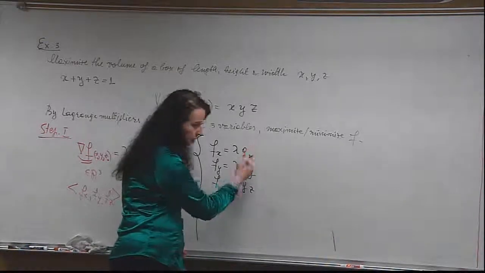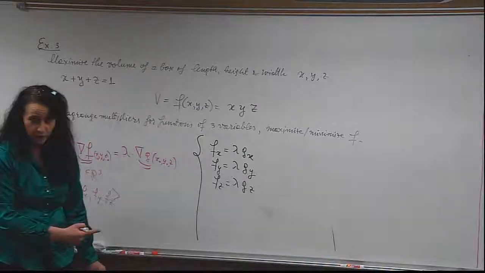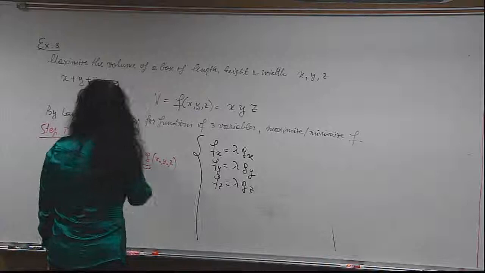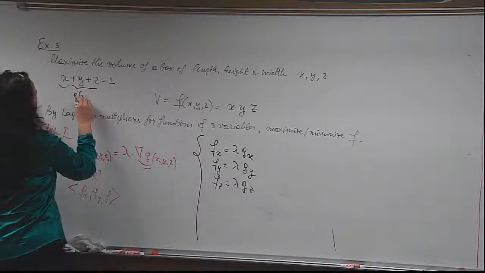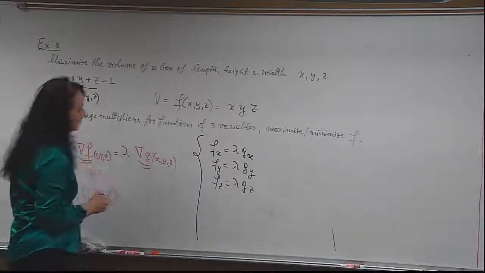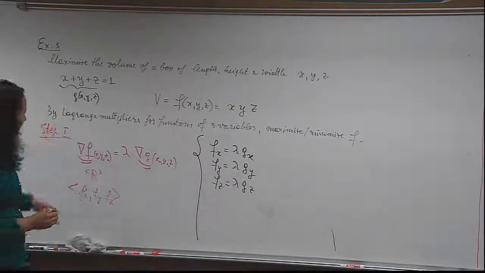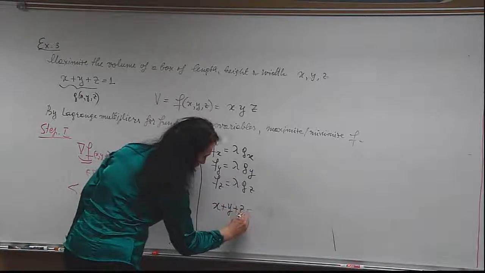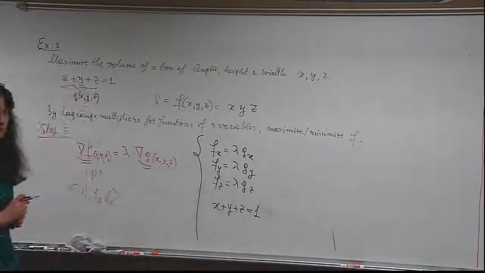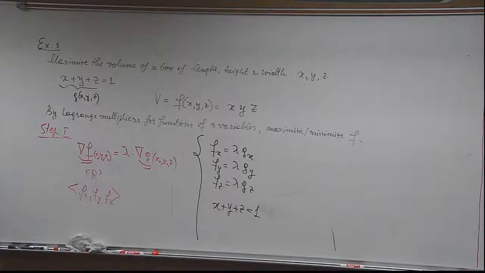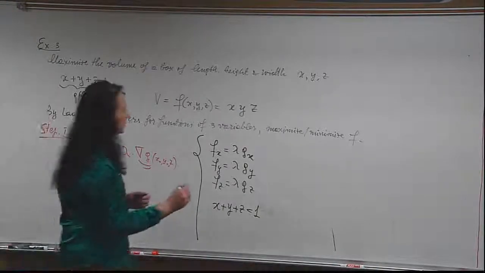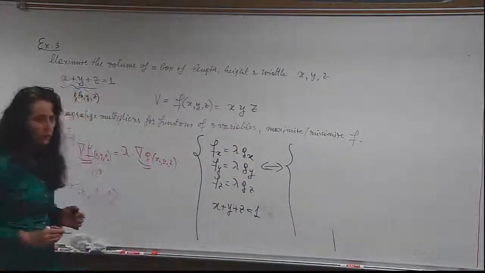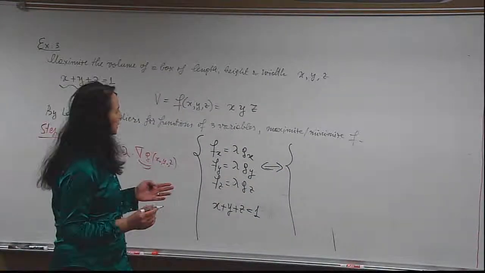Now, this is not complete. We are missing the most important thing, the marriage. The constraint g of x, y, z is x plus y plus z equals 1. So, if and only if, who's going to tell me what those will be? Are they going to be hard? No. It's a real life problem, but it's not a hard problem.